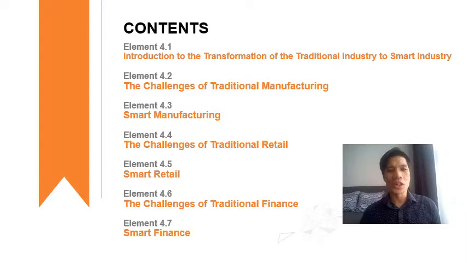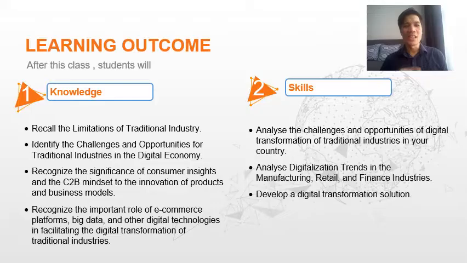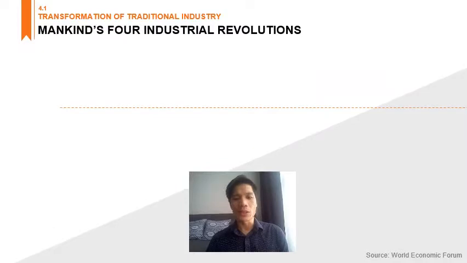business paradigm shift. So there are 7 contents in this particular unit, and this video will focus on the first one, which is Introduction to the Transformation of the Traditional Industry to Smart Industry. So what we're going to look at in this particular video is to try and recall some of the limitations of the traditional industry. And we are also going to see what the industrial revolutions are.